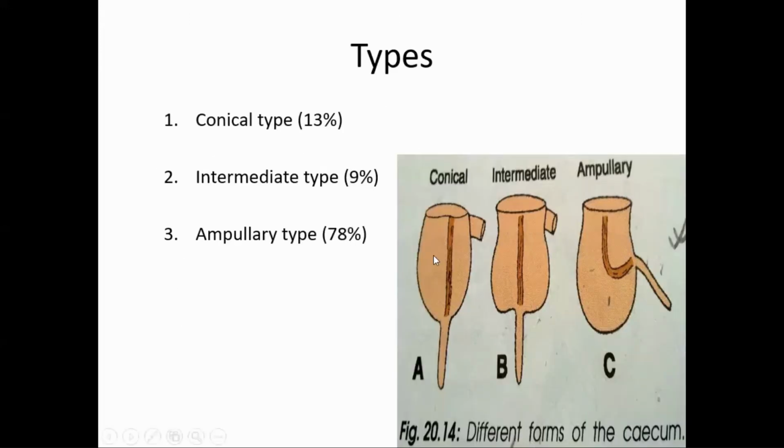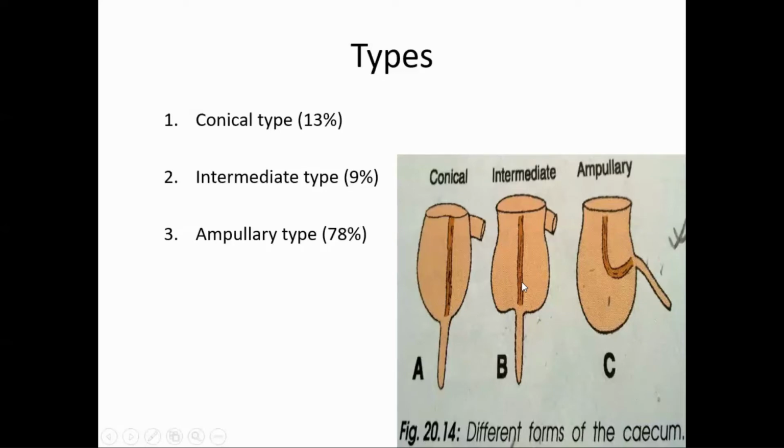What are the different types of the cecum? They are the conical type, intermediate type, and the ampullary type. Conical, it is present in about 13% subjects. And this vermiform appendix arises from the apex of the cecum. Conical type is present in 13% of individuals, and the vermiform appendix arises from the apex of the cecum.